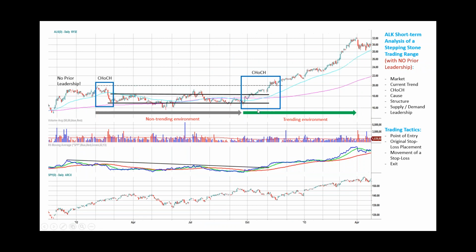Okay, how about this? This is the next stepping stone, and there was no prior leadership. So in the case when we are going into the stepping stone and no prior leadership, we really, really want to see that change of character on the relative strength. So here we have a downtrend breakout. So this is the area that we would be really, really interested in. And Howard, what can we say about this area relative to what the market is doing? Oh, we're way stronger than the market. Yeah, so this is strength.